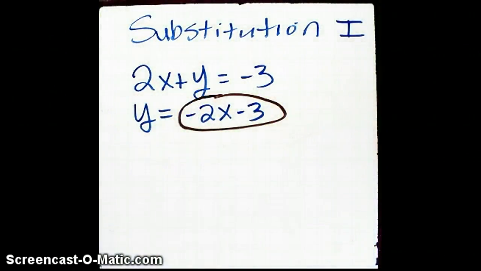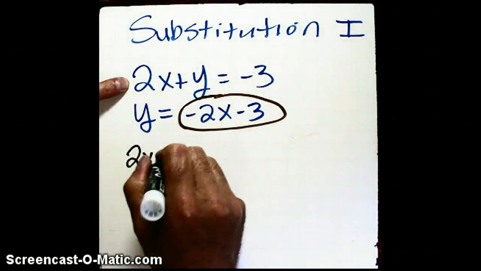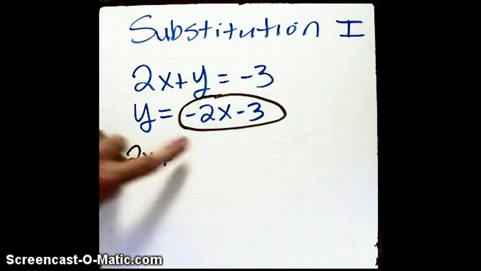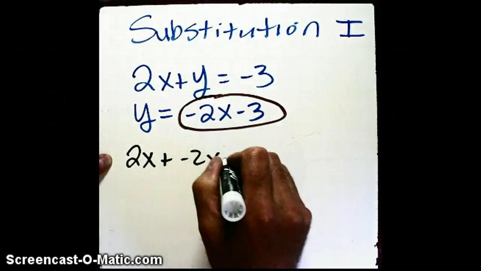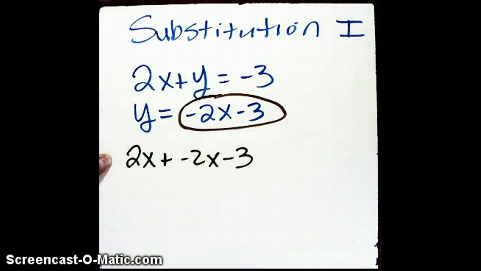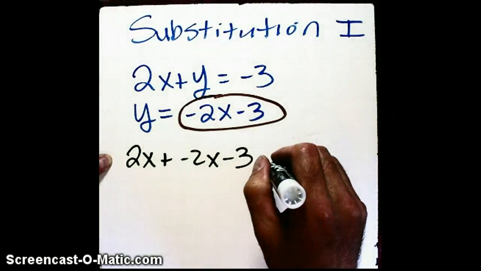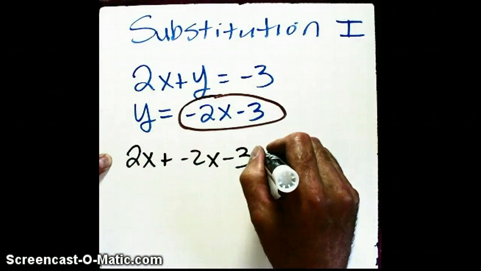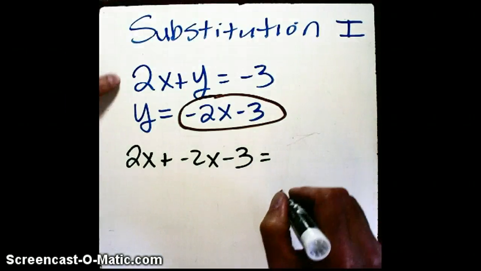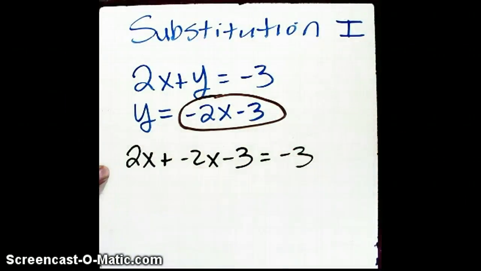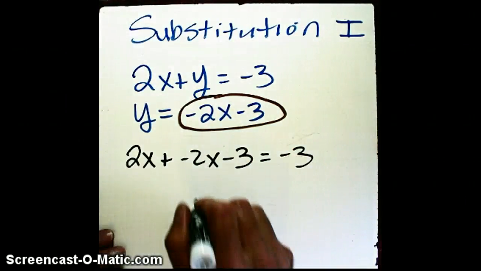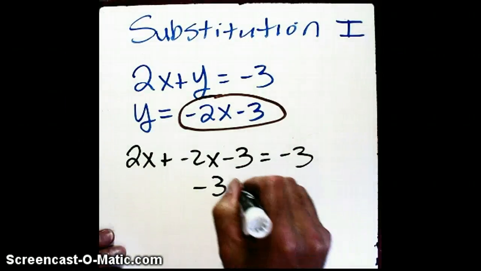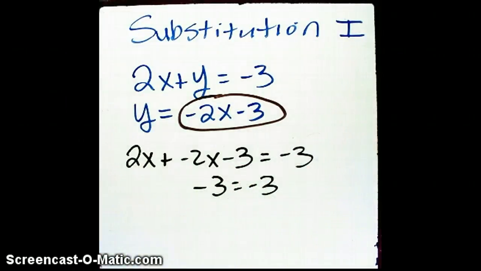Remember that they have to satisfy both of them at the same time. So I'm going to take the 2x plus the y right here, which is negative 2x minus 3, and substitute it in. What's going to happen to 2x minus 2x? That's going to go away. I'm going to have negative 3 is equal to negative 3.